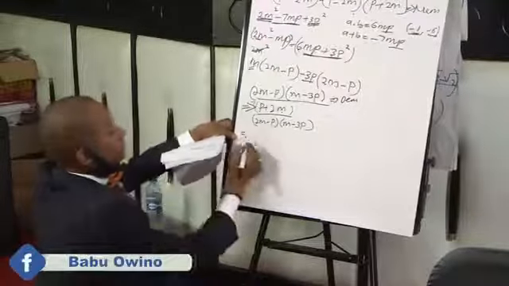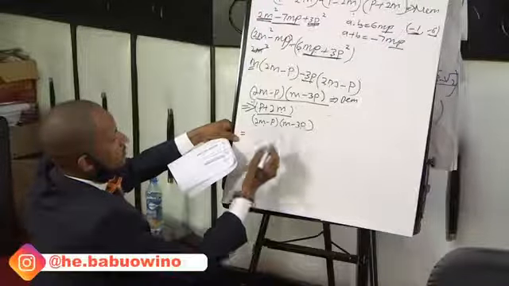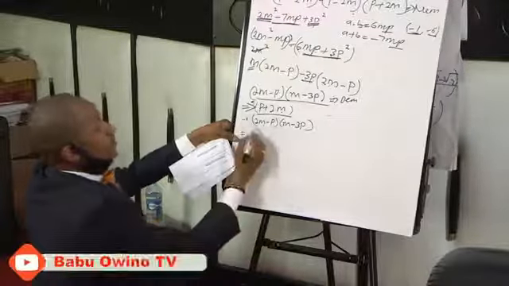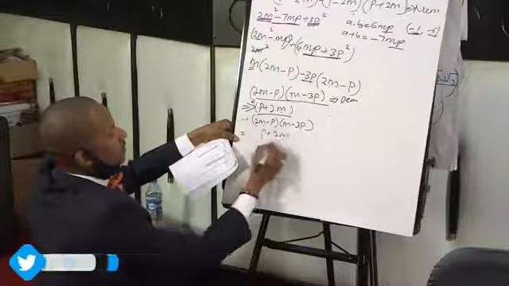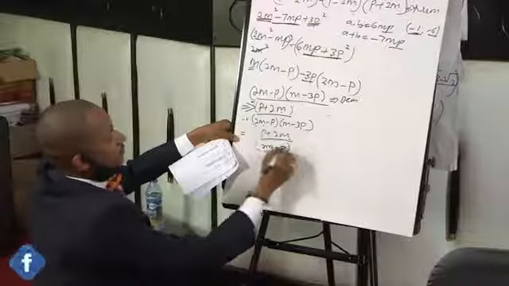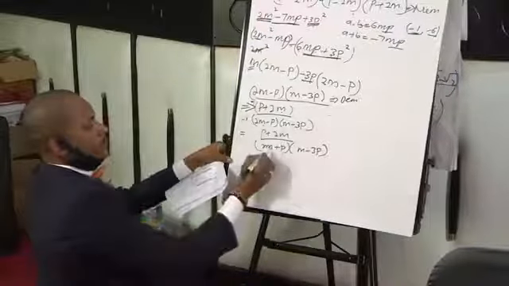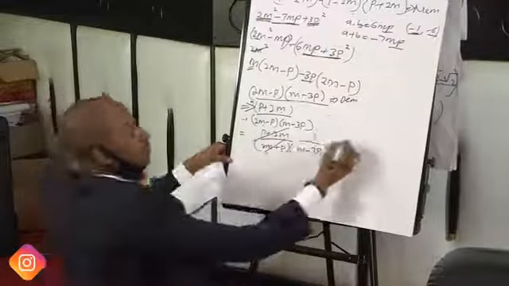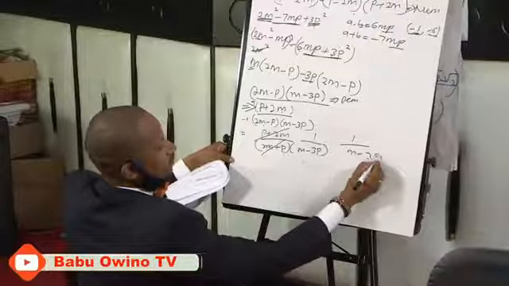When you open this, multiplying the upper part and the lower part by minus 1, you will get p plus 2m divided by 2m plus p into m minus 3p. So 2m plus p and 2m plus p cancel. So here you remain with 1 divided by m minus 3p.